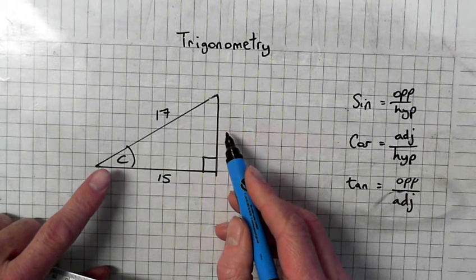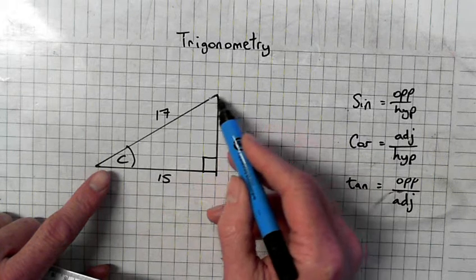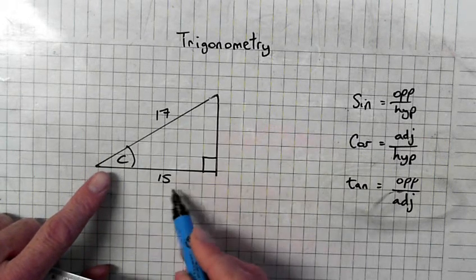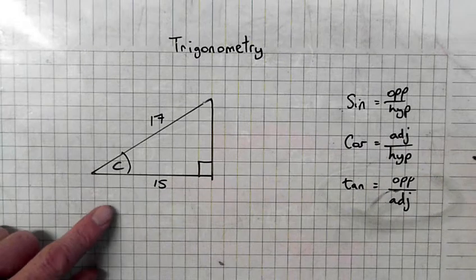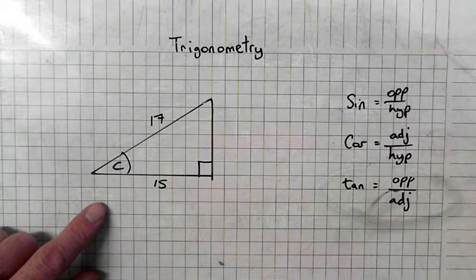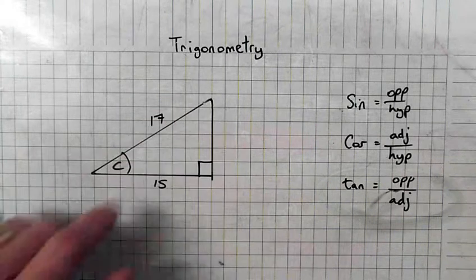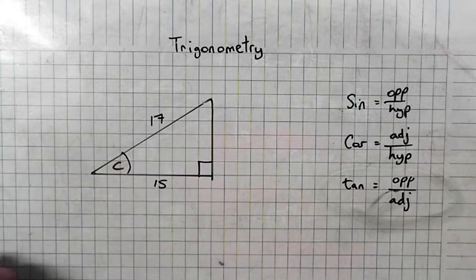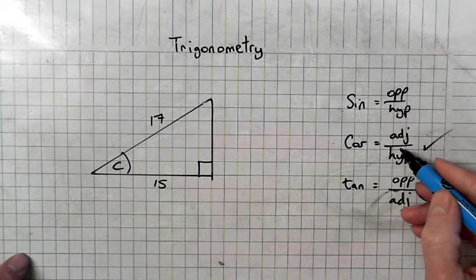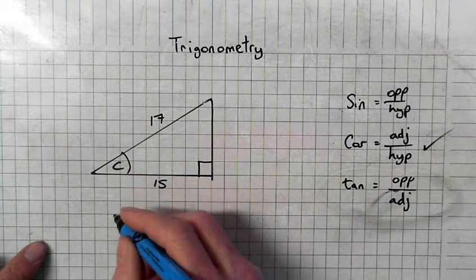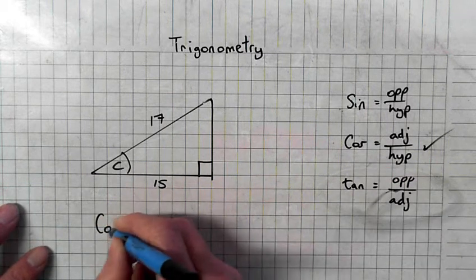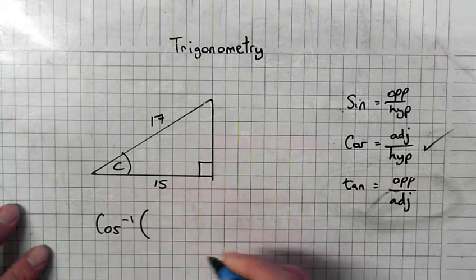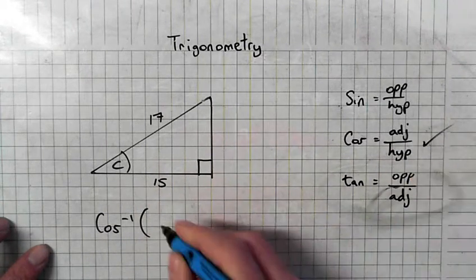I don't have that. I have the hypotenuse, which is the longest side, and then the third side is the adjacent. So I have the hypotenuse and the adjacent. Which formula do you use? Which formula has the adjacent and the hypotenuse? Second. Cos. So I use this formula. Remember, when I'm finding the angle C, I don't use cos, I use cos minus 1. Adjacent over hypotenuse.